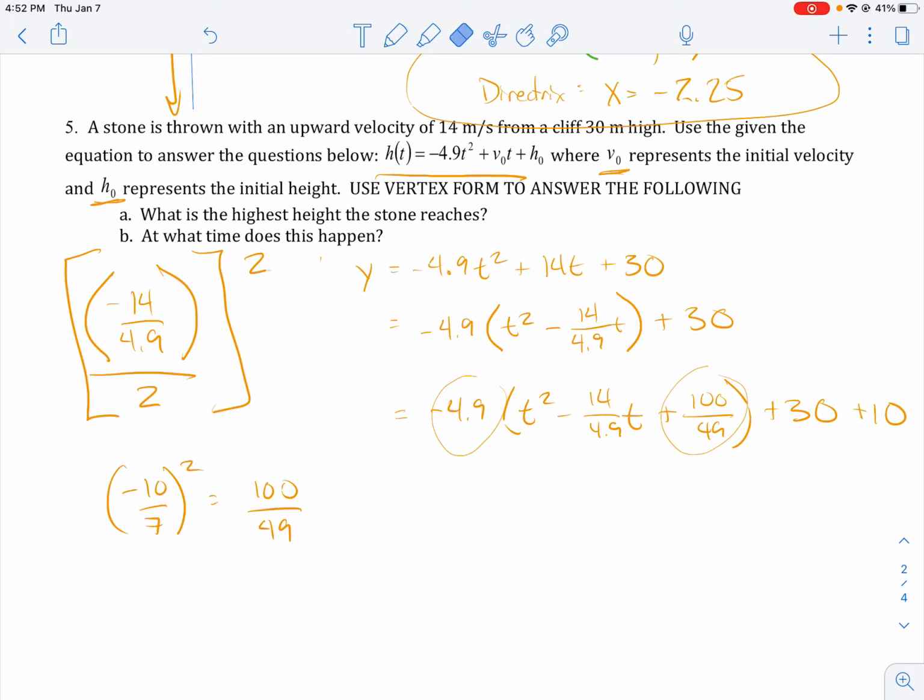All right, so finally, we are ready to rock and roll. All right, so y is equal to negative 4.9. Well, this right here is just going to be whatever this value is right there. So it's going to be t minus 10 divided by 7 squared. All right. And then plus 40.